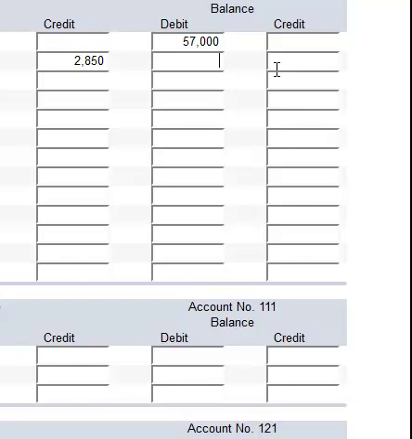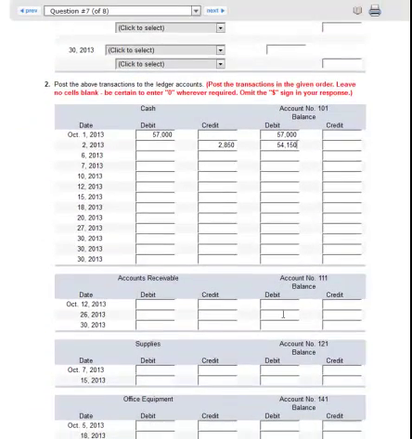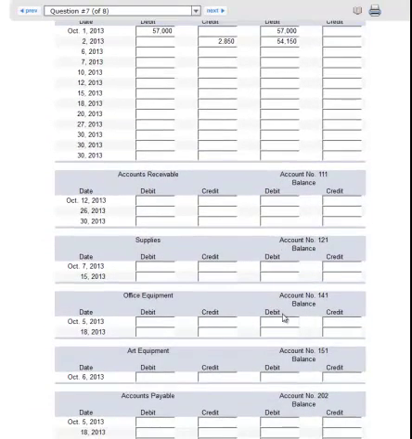Getting out my calculator. It should be $54,150, if I did that right. Yep, $54,150. Each time that you post an amount, whether it's a debit or a credit, you bring your total over. You keep this as a running total in the balance column and just record the balance as you go. So that should kind of get you started on posting.